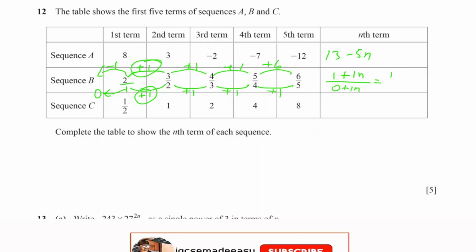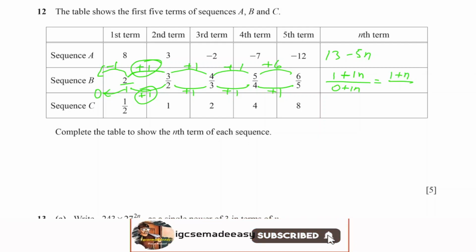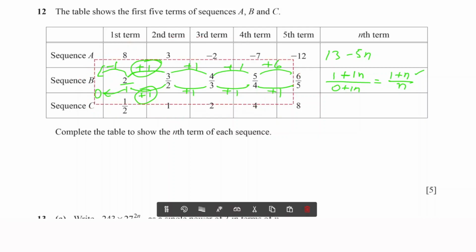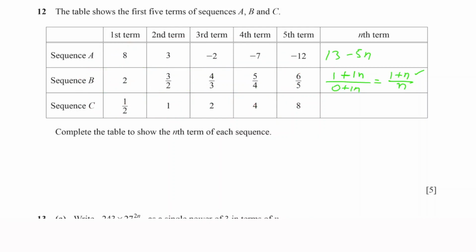We can write it as 1 plus n divided by n, because 0 we don't have to write. 1 plus n divided by n, that is your final answer. This is your final answer. Okay, then we can erase this one. Okay, this is actually a multiple of 2. So this is a geometric sequence, multiple of 2.